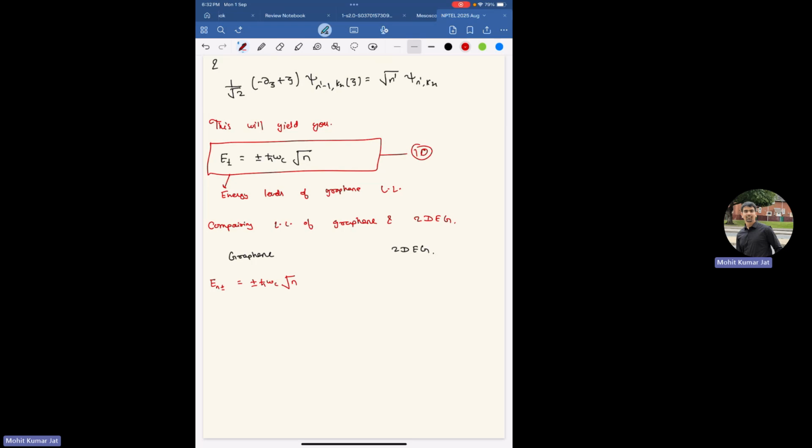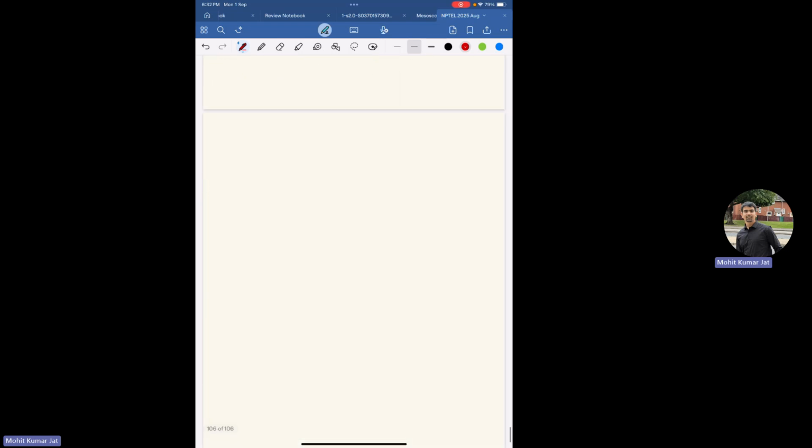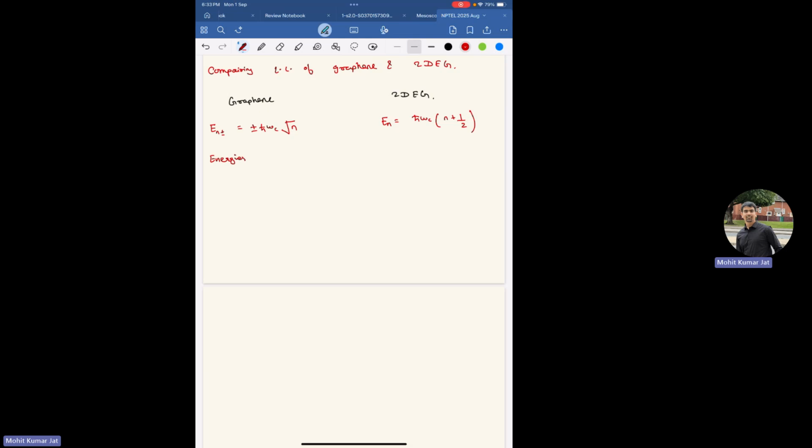For the two-dimensional electron gas, they are given as E n equals h bar omega c (n plus half). That's the one difference. Energies can be negative and positive both. For the 2DEG, energy can always be positive. When I mean energy, I mean the energy values corresponding to this E n and E n for the graphene.